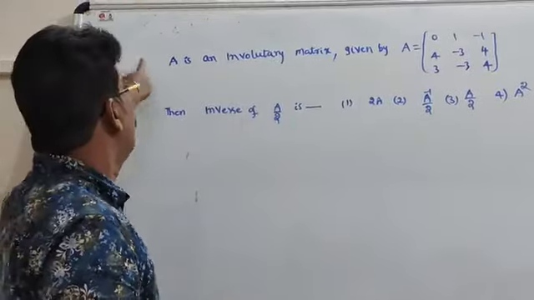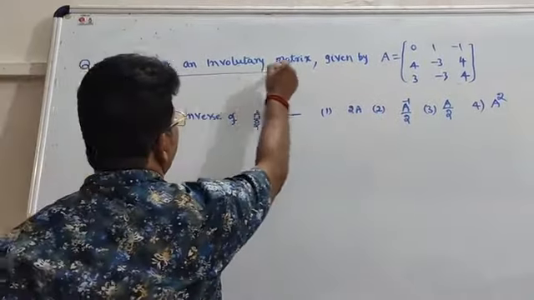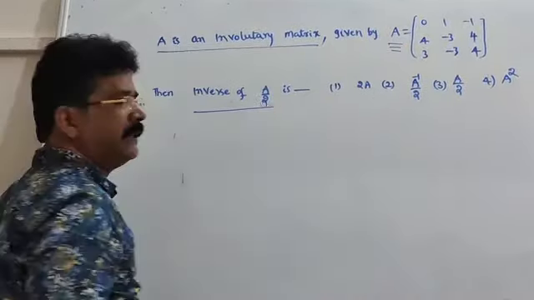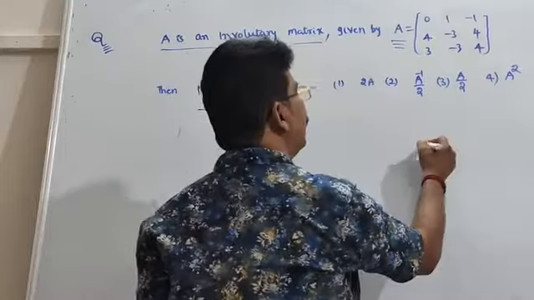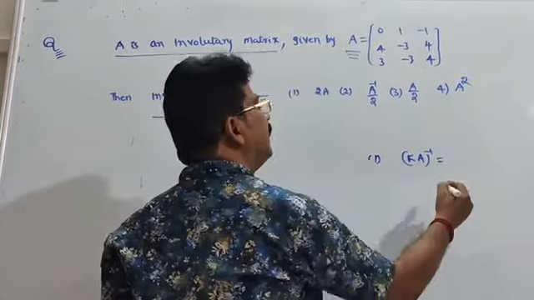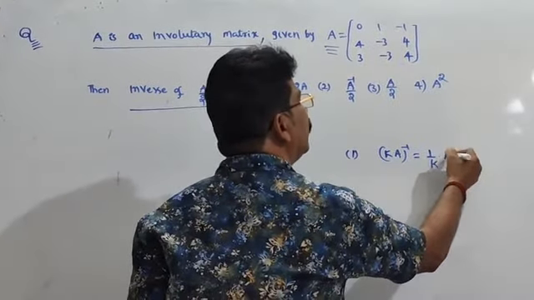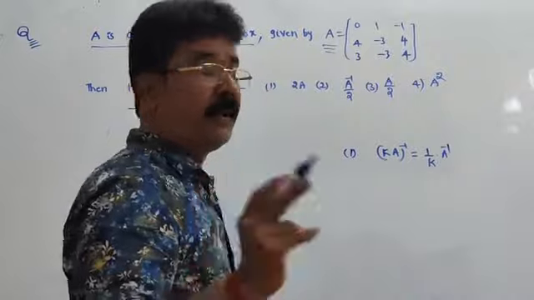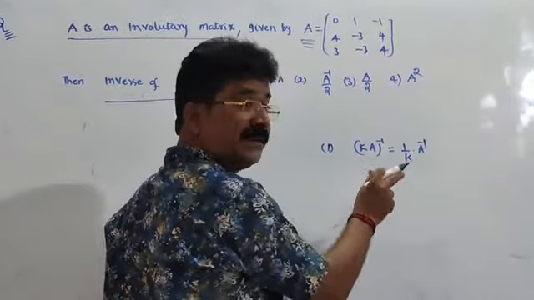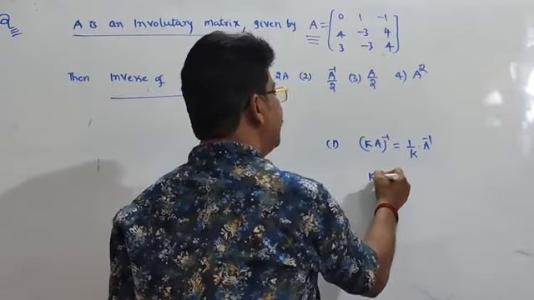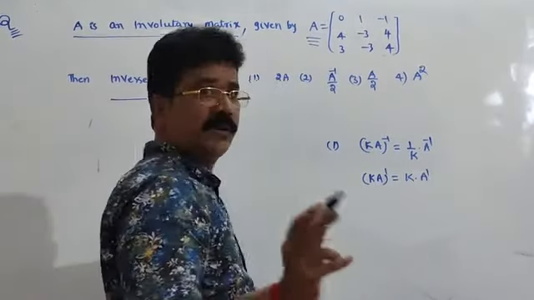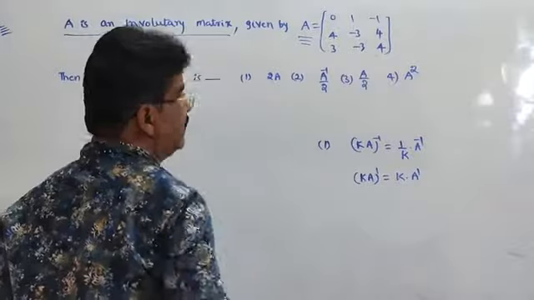Next question. Capital A is an involutory matrix and capital A is given. Then find the inverse of A by 2. Actually, the first formula: K into A whole inverse is equal to 1 by K into A inverse. Remember, the transpose of this matrix is different. That is, K into A whole transpose is equal to only K into A transpose. Remember, this is different, this is different.